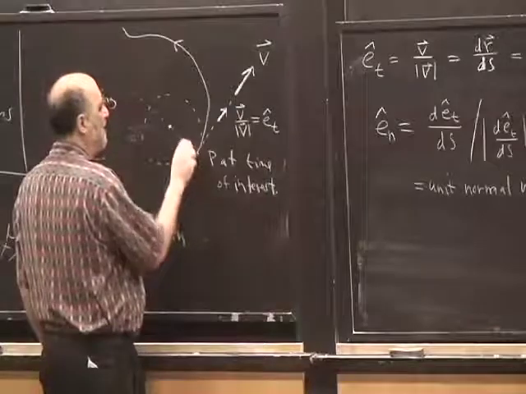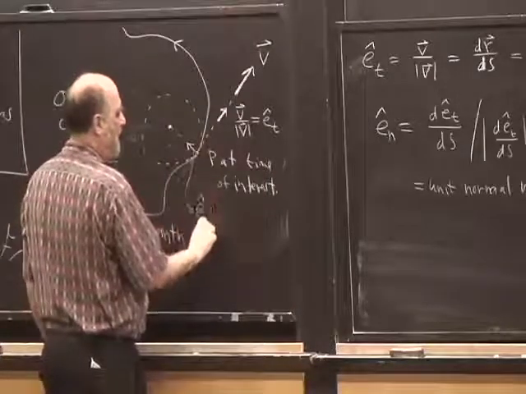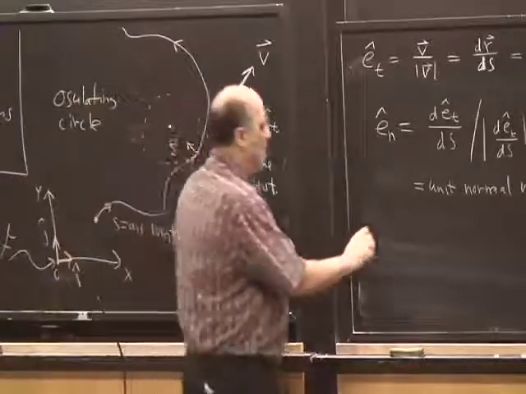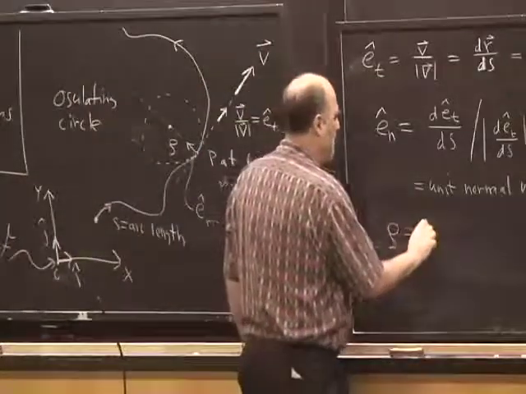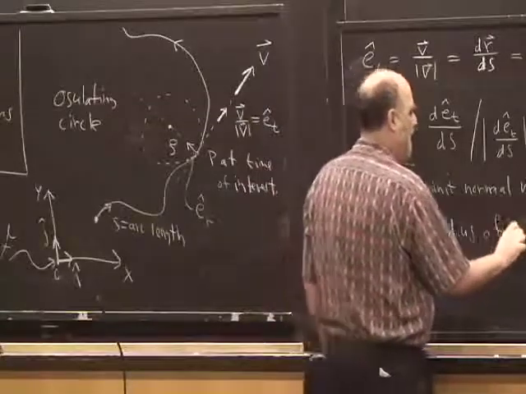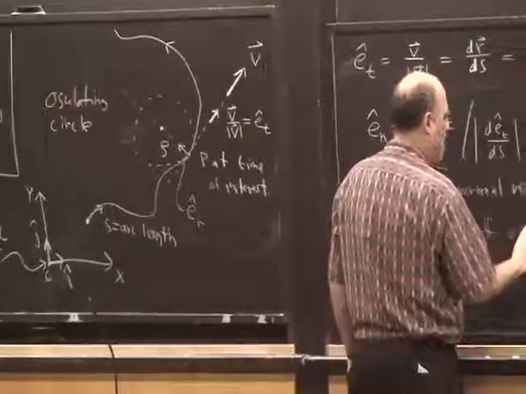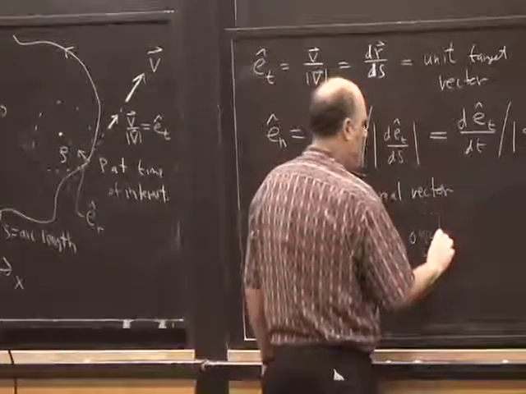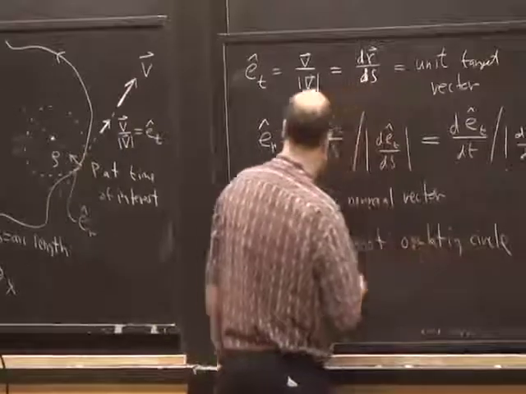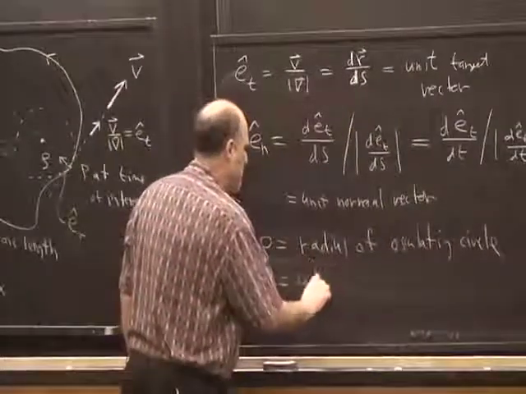And this is the idea of this curve called the osculating circle. This osculating circle has a radius, which we call rho, the radius of the osculating circle, which is also called the radius of curvature.